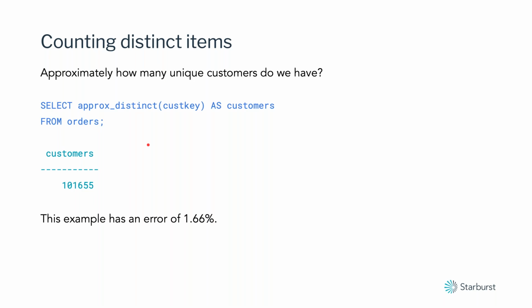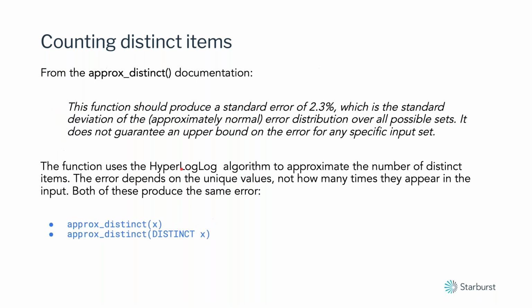So if we want to do this operation faster and more memory efficient, we can use the Approximate function. This will tell us approximately how many distinct customers we have. The previous answer was almost 100,000, and this one's like 101,000, so we have an error of 1.66%. Maybe that's good enough for you. For a lot of cases, you just want to know approximately what it is. Approximate will get you that answer much quicker and with less memory.